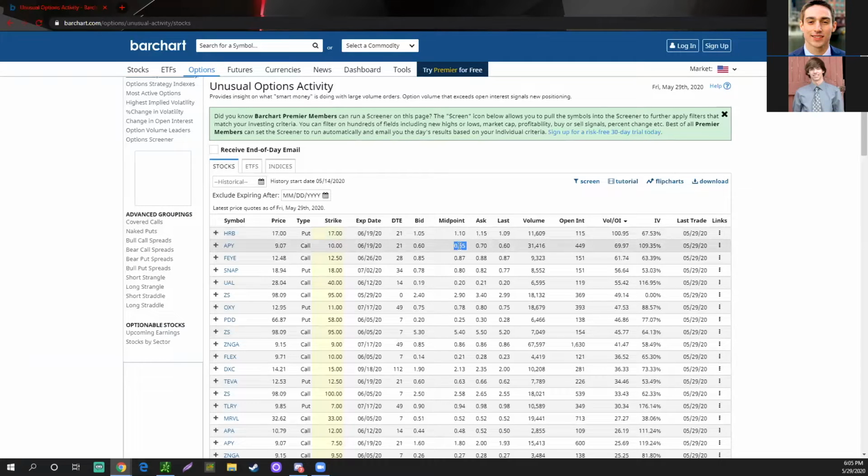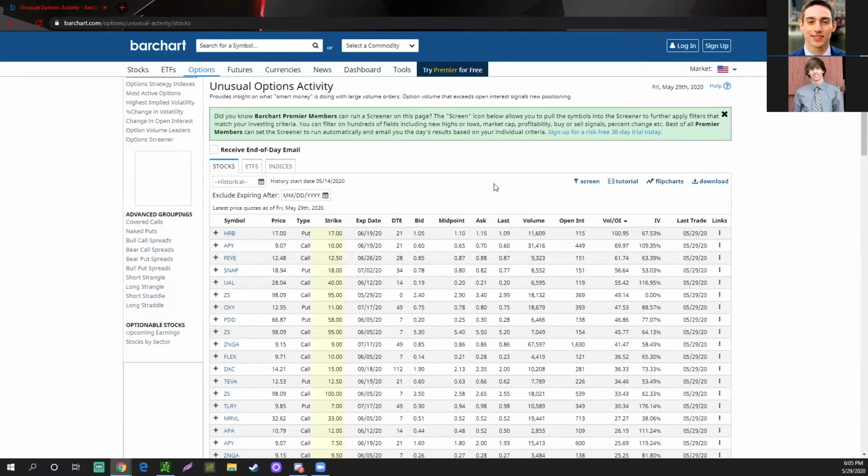So what I would do is I would write this option down or take a screenshot or whatever, just get this whole list of options, right? I keep track of all the midpoints. So I know 0.65 for APY. I know 1.1 for HRB. I know 0.87 for FEYE. And I know 0.8 for SNAP, right? And I would just watch these options the next day.